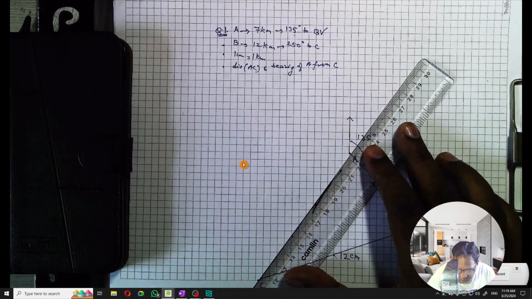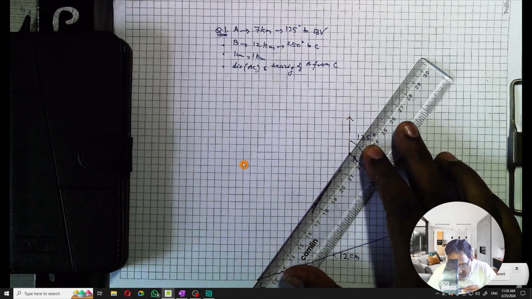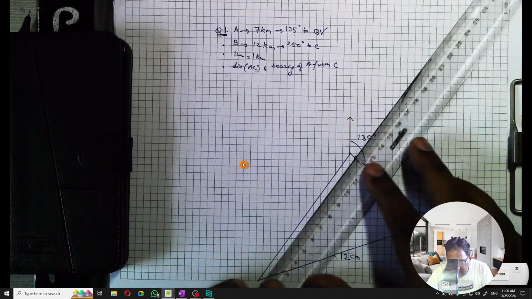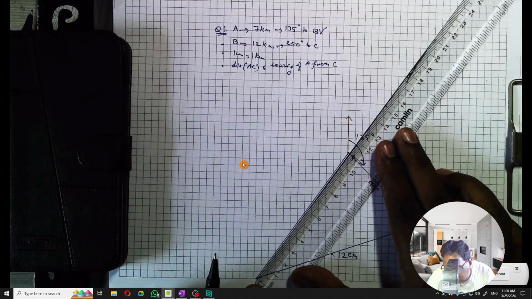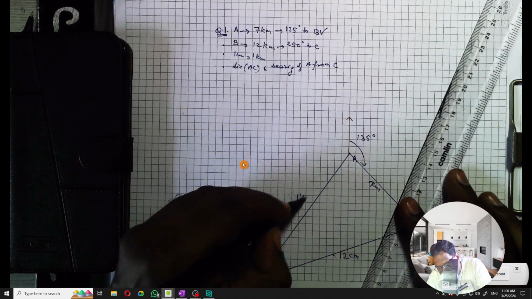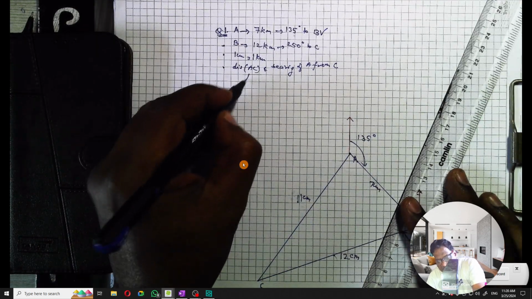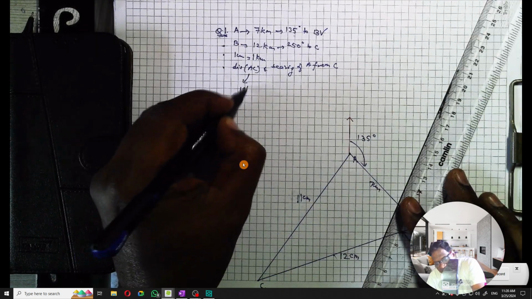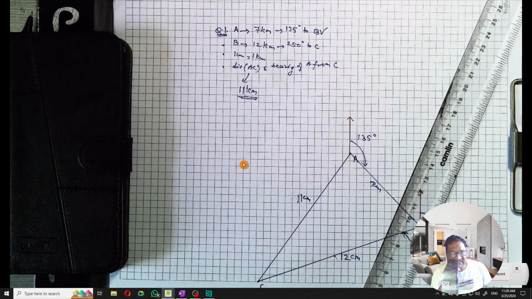And when I join AC, I will measure this AC, and on measuring AC, I come to know that it is exactly 11 centimeter. So decoding it according to the scale, this distance AC is 11 kilometer, because 1 centimeter is 1 kilometer, so 11 centimeter is 11 kilometers. That is one thing that we got, that is distance AC.